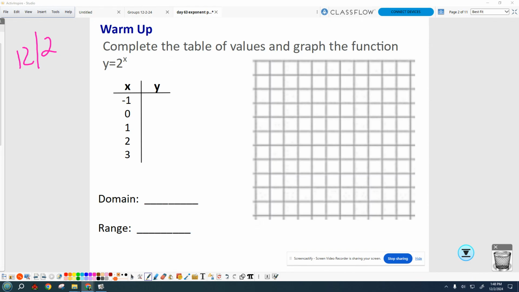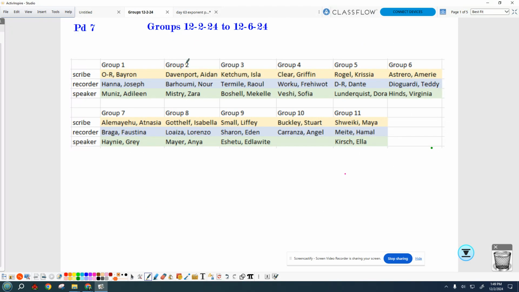In your groups, could the recorder person graph the thing on the side that's got a grid on it? Hang on. So those of you who are recorders: Joseph, Noah, Raul, Frey, Dante, Teddy, Faustina, Lorenzo, Eden, Angel, and Hamal.